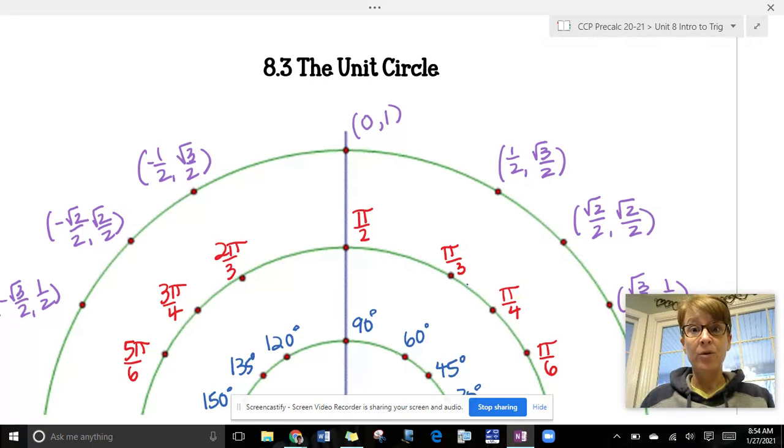So now we're ready for the unit circle. I've gone ahead and written in all the values for my unit circle. And I think we're going to build this in class together, but it is in the OneNote if you need it, or if you just want to go back and look at it.